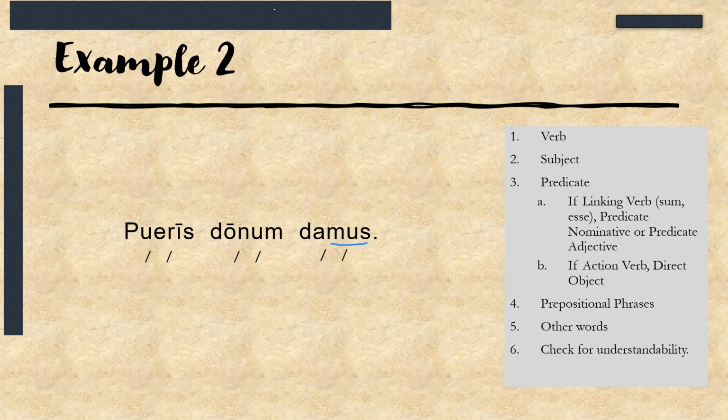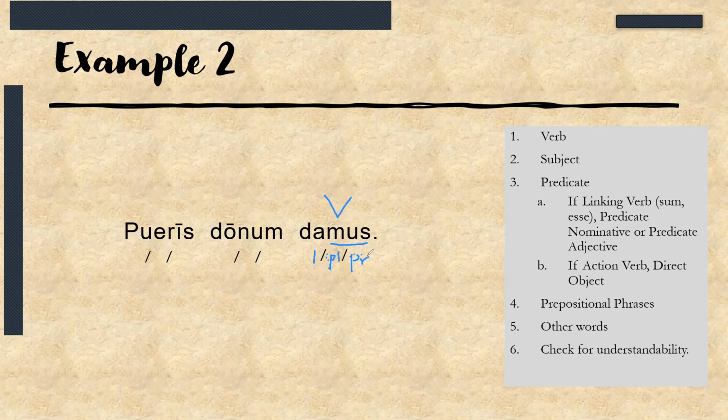Always look for the verb, by the way, at the end of the sentence first. That's most of the time where it's going to appear. All right, what is its person? First person. And it's going to be plural because of mus. And then it is present tense, because it doesn't have any ba or bo, bi, bit. Present tense. And there's our verb. We've parsed, we've labeled the verb.